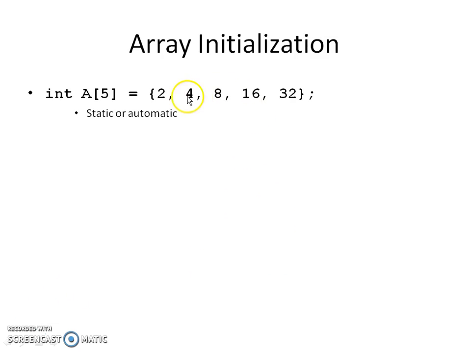Let us see the methods for array initialization, that is the value allocation for the array in indices. First one is static or automatic. Here we are just giving the array elements within a brace and the elements are separated by commas. So this is called static or automatic.